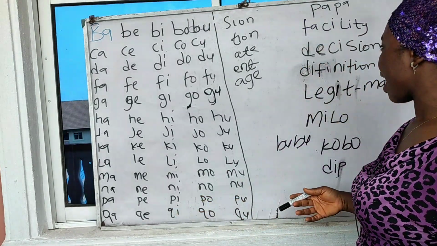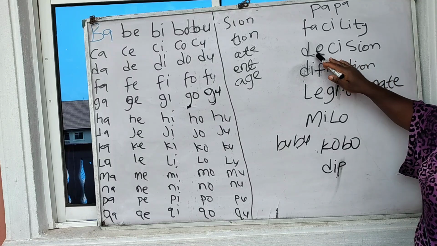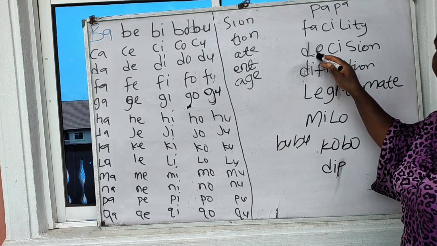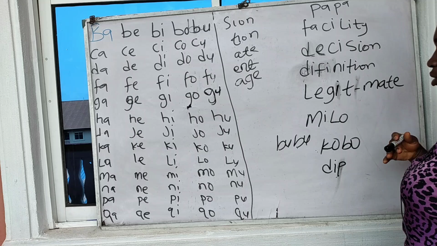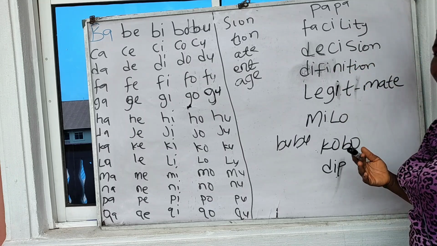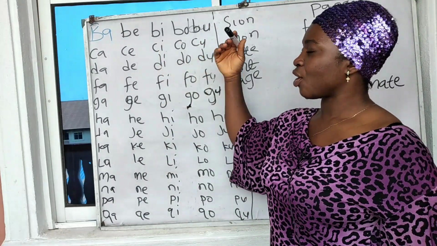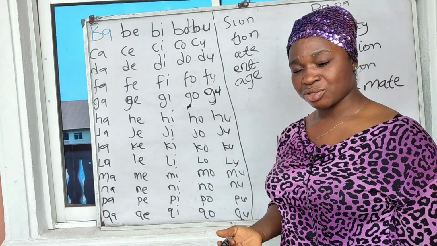For instance, I have "decision". Now this "decision", someone can call this as "decision". You are not wrong as well. "Decision", you are equally not wrong. The main thing there is that the combination is actually pronounced, okay?